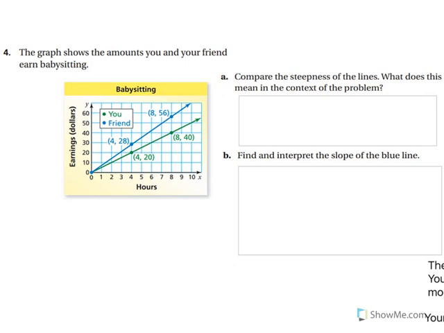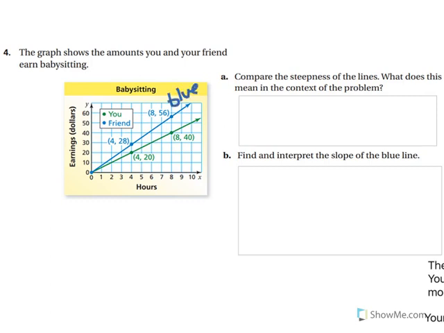Let's read the questions and the directions. For 4, it says the graph shows the amounts you and your friend earn babysitting. And for part A, it says compare the steepness of the lines. What does it mean in the context of the problem? So you're going to compare these. And then for part B, it says find and interpret the slope of the blue line. Well, let's take a look. Our blue line is the one on the top, right? So this one is our blue.